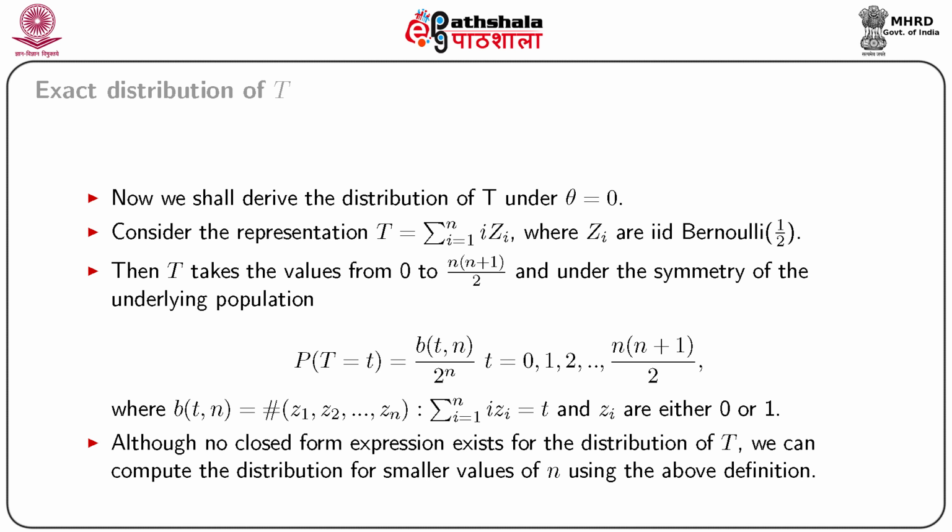And we have 2 to the power n such possible values of Z1, Z2, ..., Zn. Thus, we have probability T equal to t equals Btn divided by 2 to the power n, for t running from 0 to n into n plus 1 by 2, where Btn is the number of n-tuples Z1, Z2, ..., Zn such that summation i from 1 to n of i Zi equal to t is satisfied. Although no closed form expression exists for the distribution of T, we can compute the distribution for smaller values of n using the above definition.